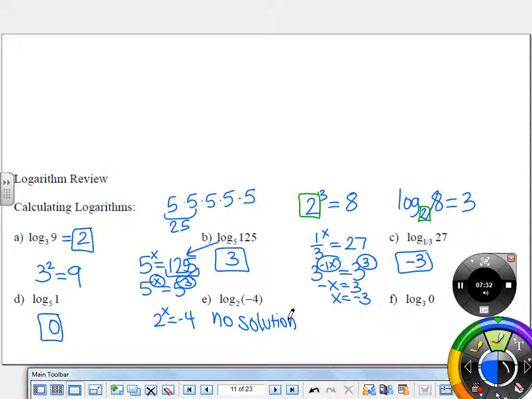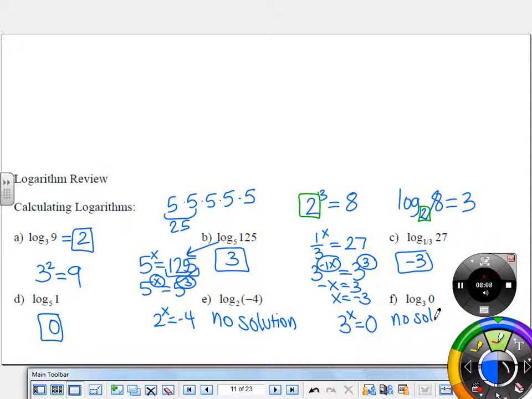Okay, what about log base 3 of 0? So 3 to what power produces 0? No solution again. Okay? Because if you try to plug in 0 for the power, what are you going to get? 1. So those are important for us to know, okay, and kind of recognize. So if I want to take a logarithm of a number, I cannot take a logarithm of 0. No matter what I change my base to, there's no way I'm going to get 0. And I can't take logarithm of a negative number. So those values, no matter what the base is, will always be undefined.